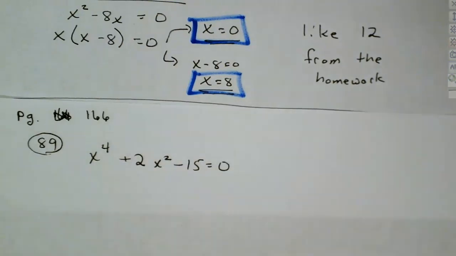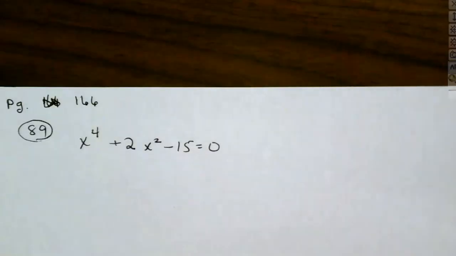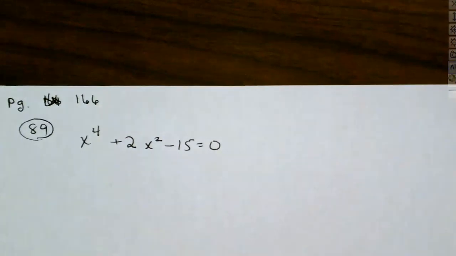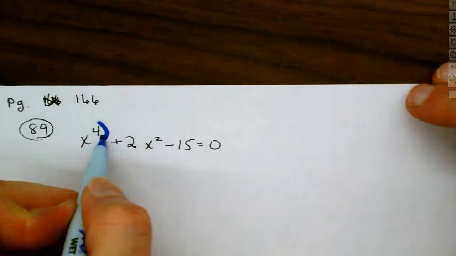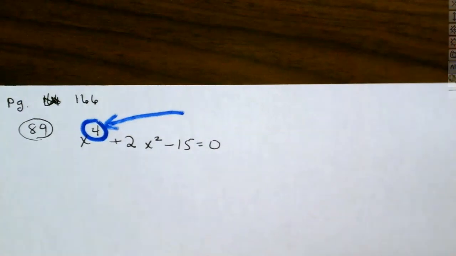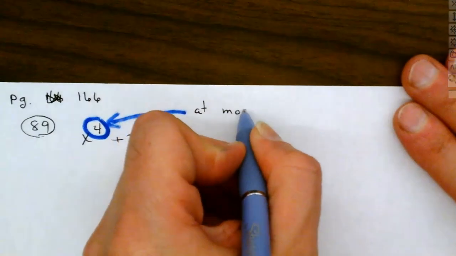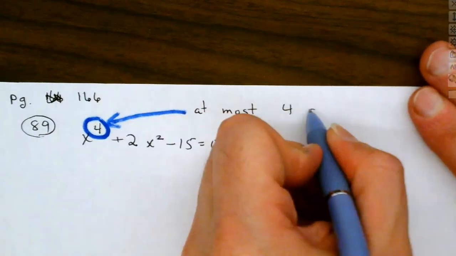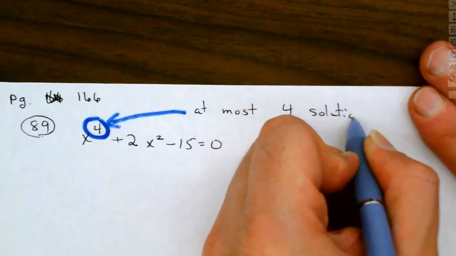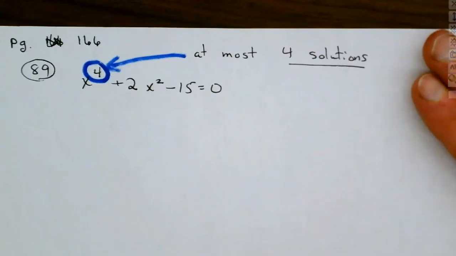So this is what we've got here. It looks similar to what we have worked with before. But it's normally a square here. And this 4, that tells me how many answers I'm going to have at most. So I'm going to have at most 4 solutions.